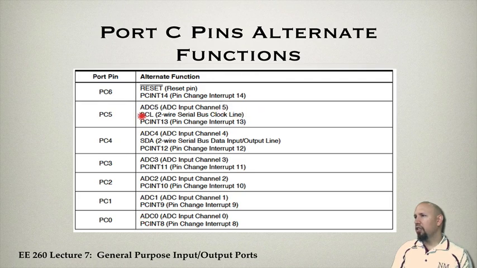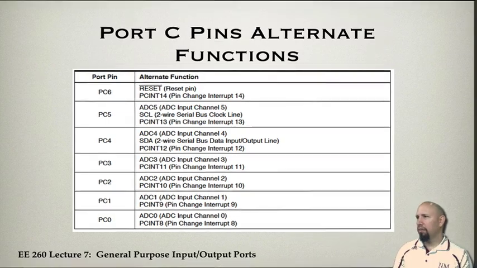Here's the 2-wire system clock. Here's the 2-wire data. So those are all the things the ports for the analog inputs can do. These are primarily analog inputs, but they can also be used otherwise. Notice that the analog input is not really an alternate function. It's actually the primary function of these pins, but they can also be used as pin change interrupts or whatever.